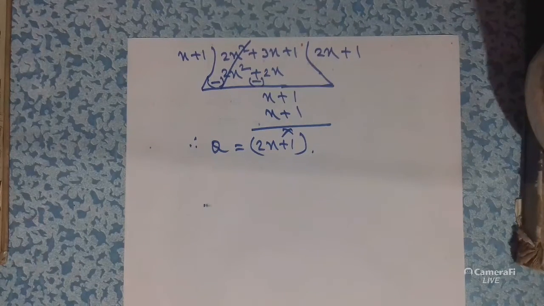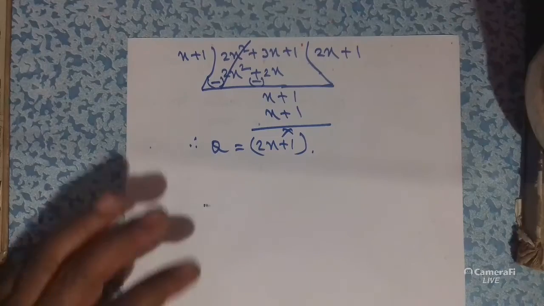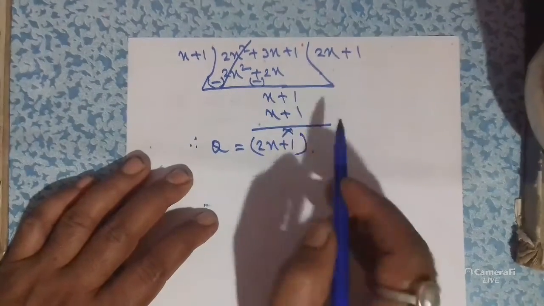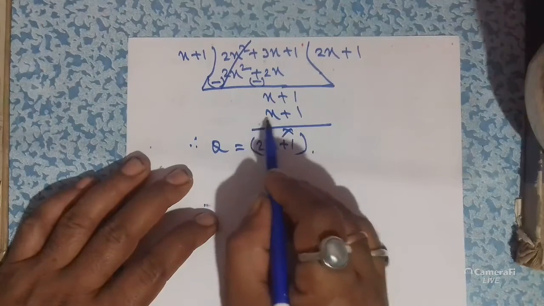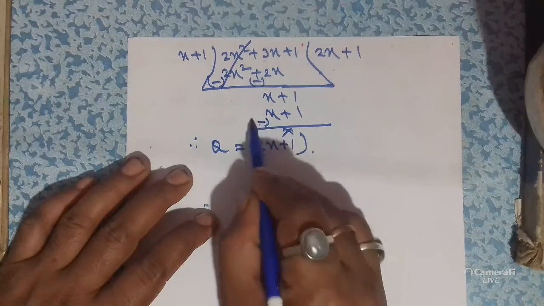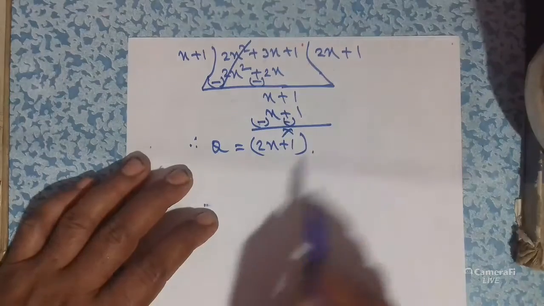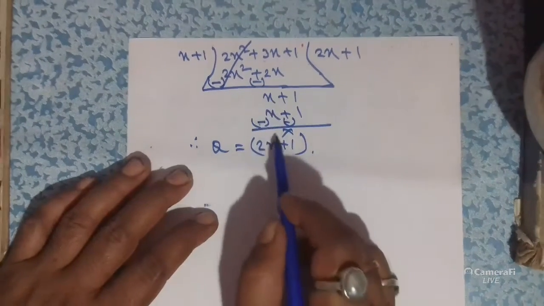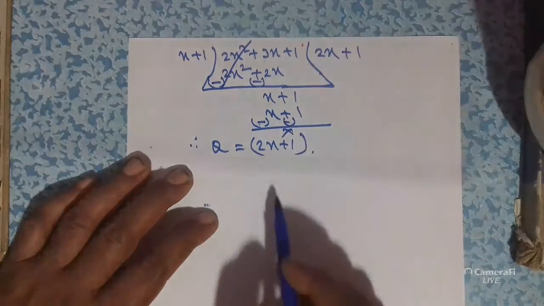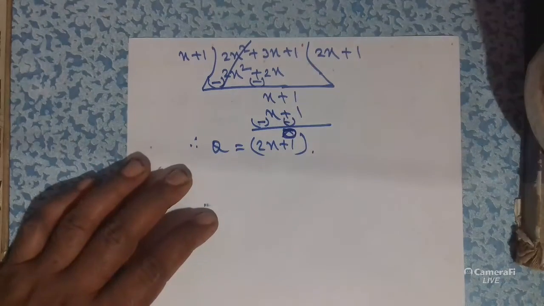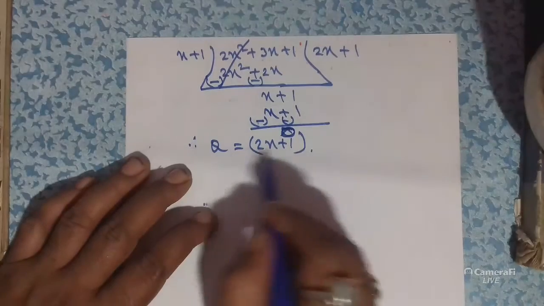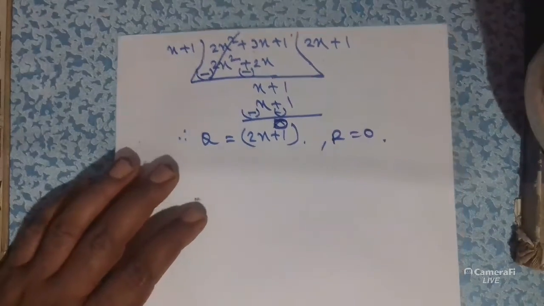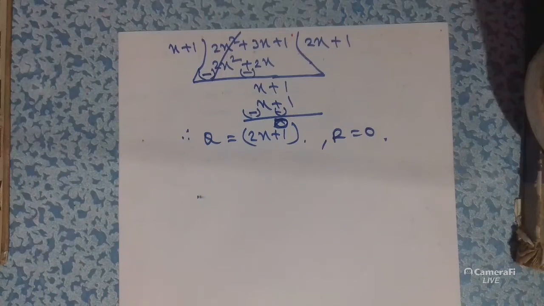Here students, you can see that after finding x plus 1 we need to subtract. So it is plus x, so it will be minus, and it is also plus, so it will be minus. So plus x minus x is 0, and plus 1 minus 1 is 0, so remainder is 0. Here quotient is 2x plus 1 and remainder is 0. I will show you another one.